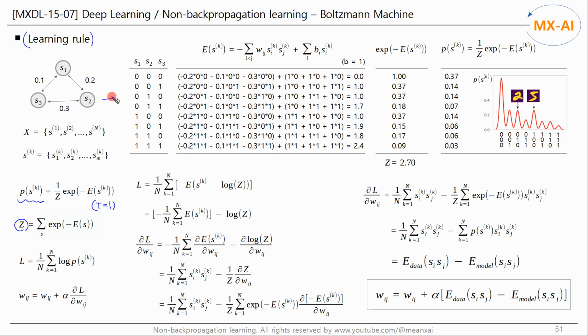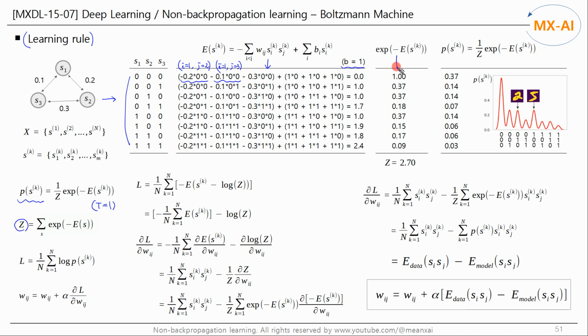There are 8 possible combinations of states for 3 neurons, as shown here. Calculating the energy for each combination gives us the following results. When i is 1 and j is 2, W_ij becomes this value. And when i is 1 and j is 3, it becomes this value. The bias of each neuron was assumed to be 1.